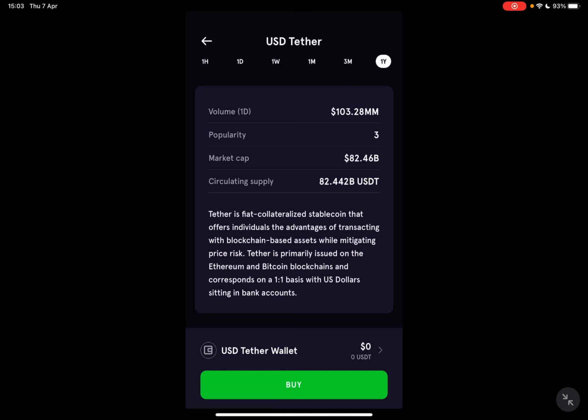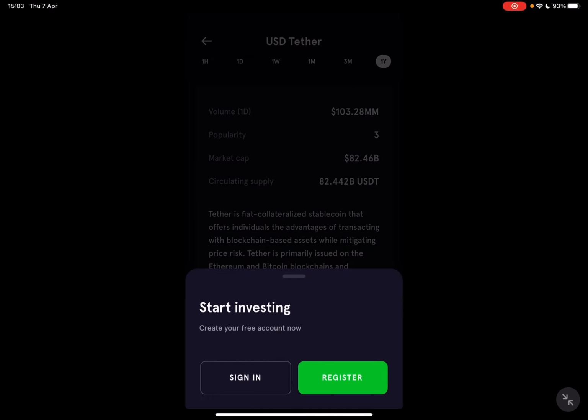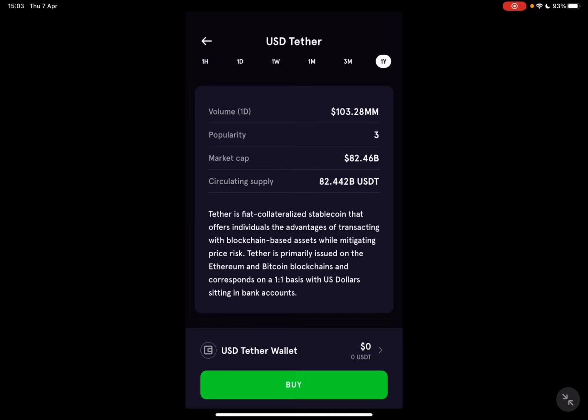Now, if you want to invest, you just have to tap on buy, and from here you just have to type in the amount that you would like to invest in this cryptocurrency. I would not do that right now because I don't want to show all my personal information on the internet. But yeah, from here it's very simple. If you don't have an FTX account, you first have to register and sign in. But if you have, you just have to sign in and you can go on and buy any cryptocurrencies.